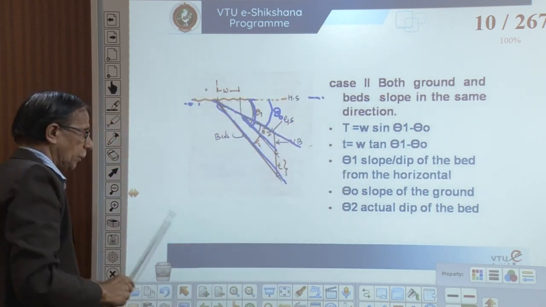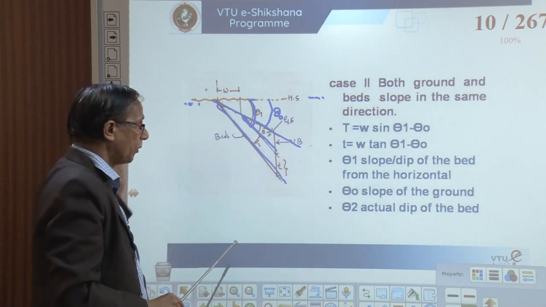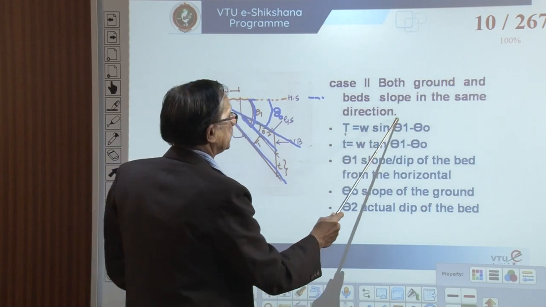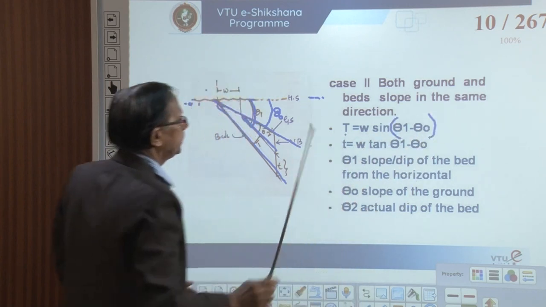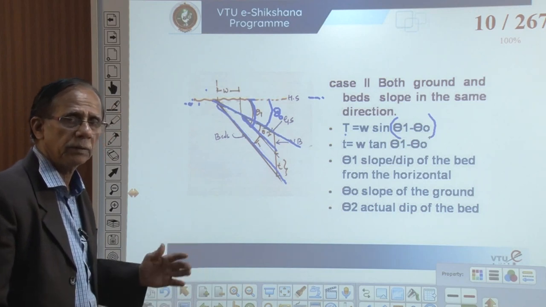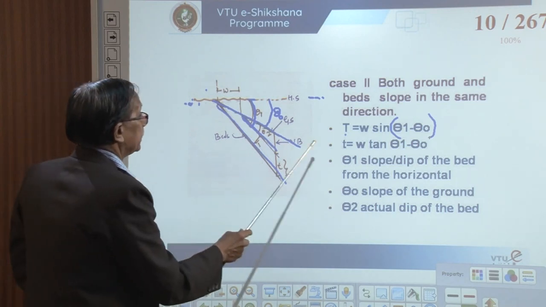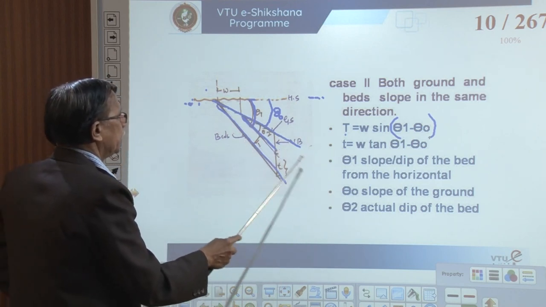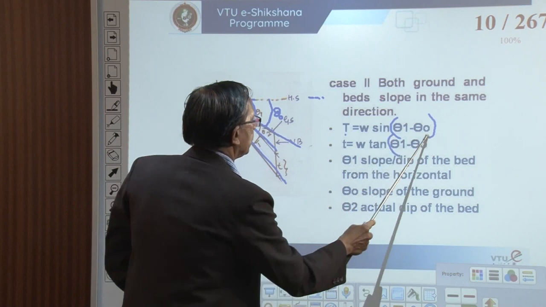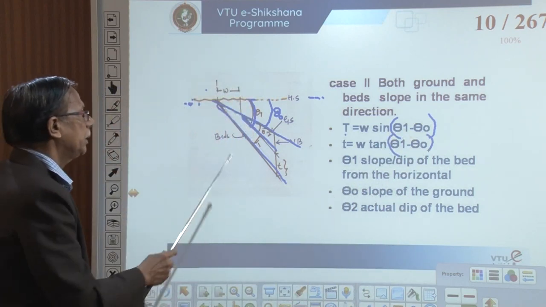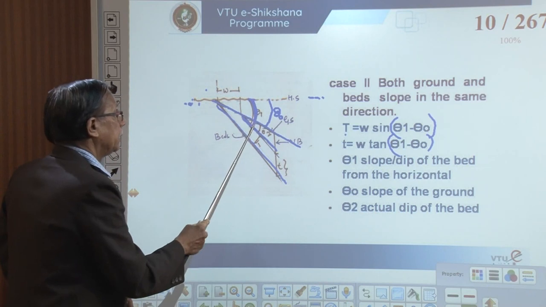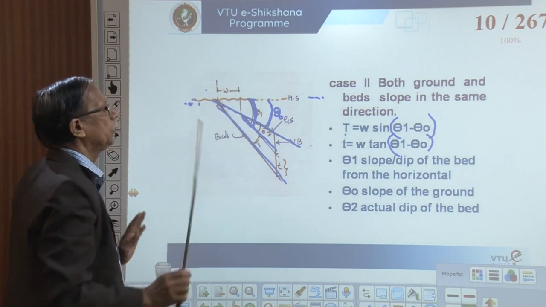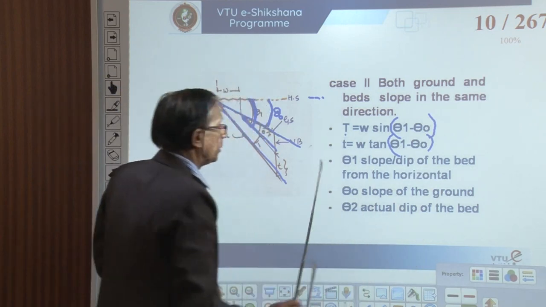Theta 0. Now, the same formula, slight modification, what is that? T is equal to double sine theta 1 minus theta 0. That becomes the modification. Similarly, small t is theta 1 minus theta 0. What is theta 1? Inclination or dip of the bedding plane. Theta 0 is the slope of the ground. This is the modification from the horizontal.